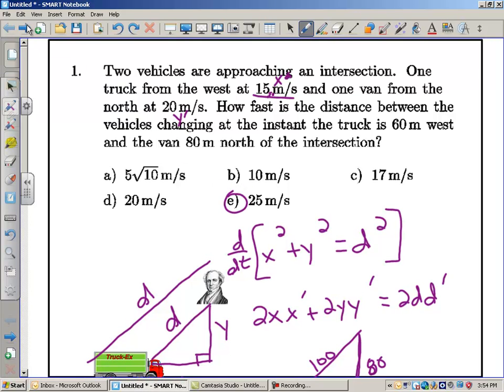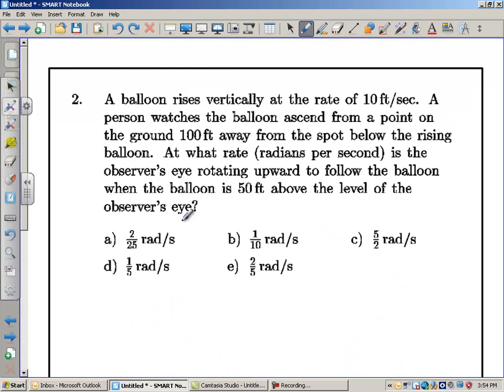Let's do another example. A balloon rises vertically at the rate of 10 feet per second. Vertically means straight up. Straight up, Mr. G. Not like to the left and slanted. Okay, sorry. Straight up at the rate of 10 feet per second. This is going to be y prime. That's how the y coordinate is changing.